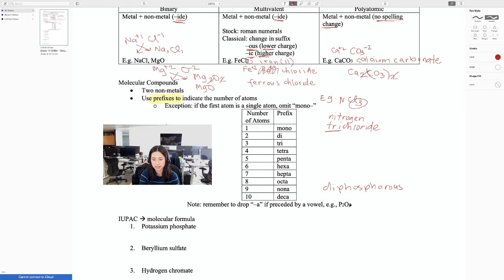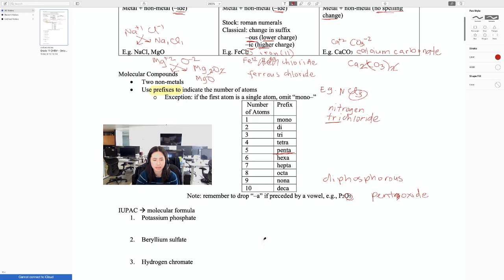Okay, so notice that this is 5 atoms of oxygen. So that means we need to use penta, right? So instead of saying pentaoxide, we would have to drop the A because we have a vowel O. It's a little bit awkward to have 2 vowels side by side, so we just drop the A and read this as pentoxide. Okay. That's 2 things to note for molecular compounds, and hopefully that makes sense.